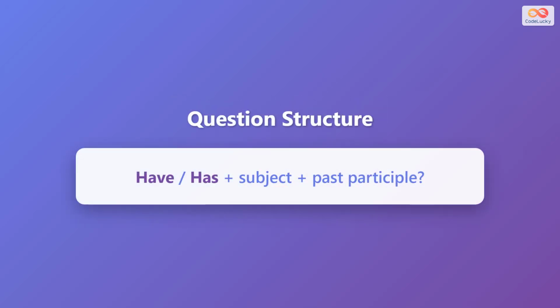The structure for present perfect questions is simple. We start with either have or has, then add the subject, and finally the past participle of the main verb. For example, have plus subject plus past participle with a question mark at the end.